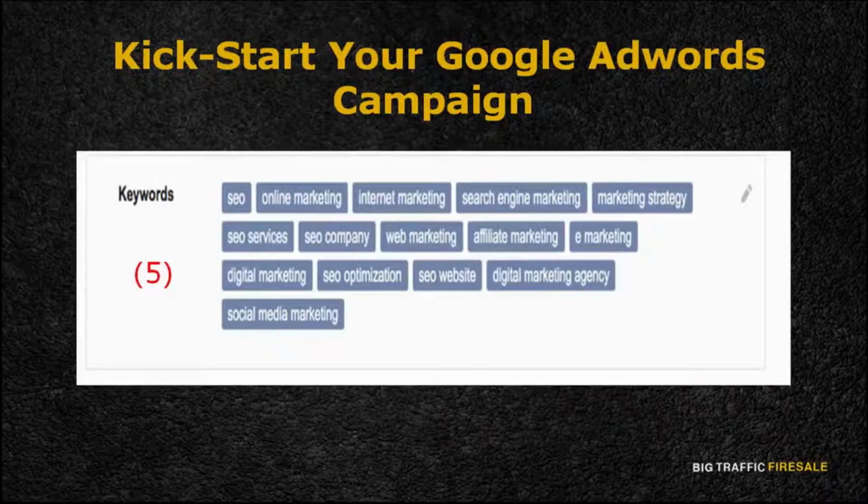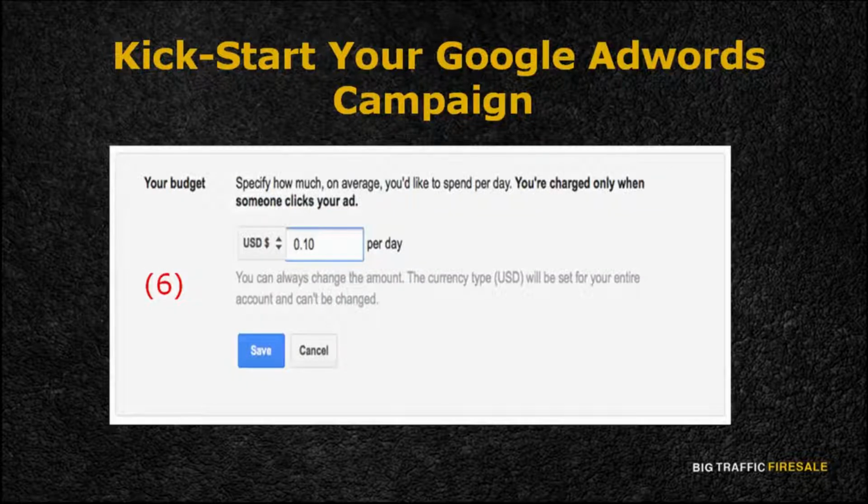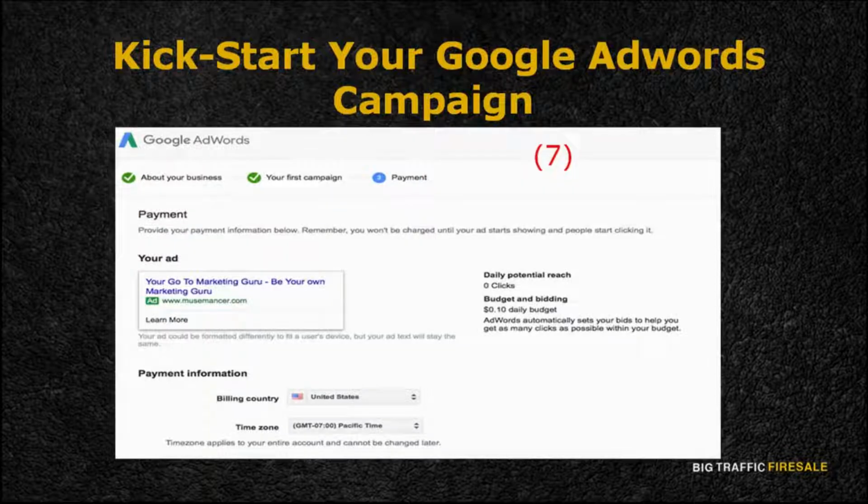The 5th step is to paste your keywords. Start with just one set and add plus signs, brackets, and quotation marks to see how many search results you'll get. The 6th step is to set your maximum CPC within your budget. For starters, maybe start low and scale up. Finally, your ads will start showing up once you've confirmed your payment.